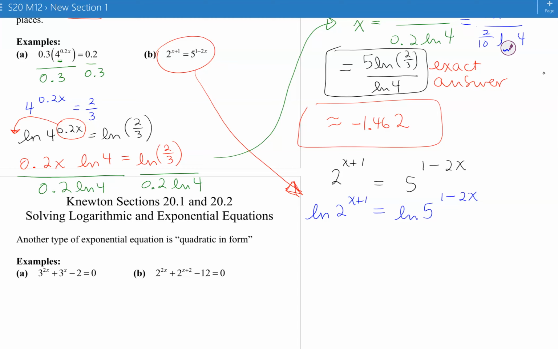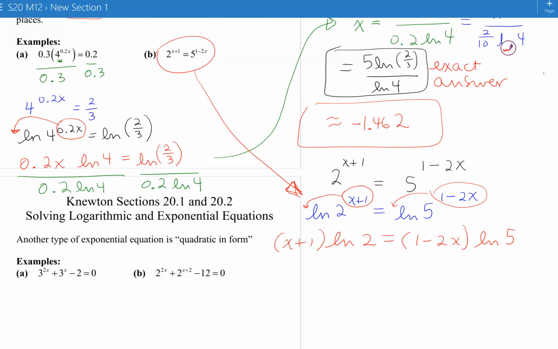And then I'm going to use my property of logarithms that says if I have an exponent on the argument, I can bring it down in the front as a multiplier. And I need to keep it together in parentheses. And then on the right, we're going to do the same process and have 1 minus 2x in parentheses, comes down in the front and multiplies the ln of 5.